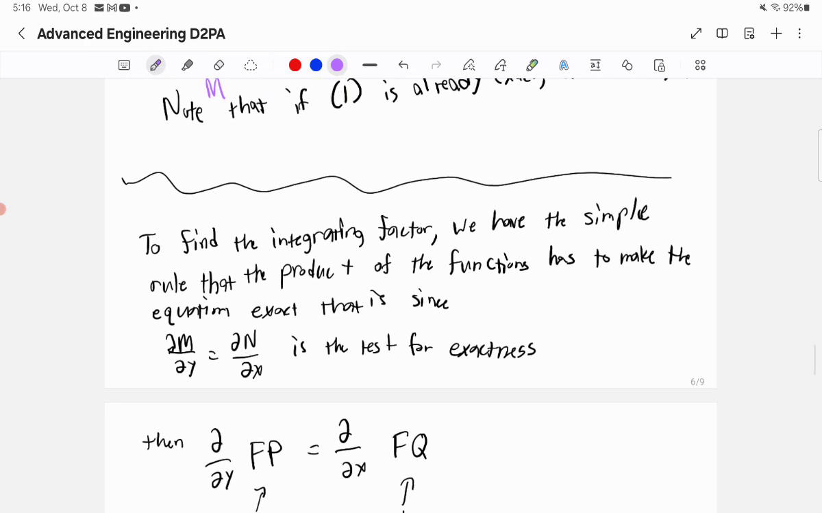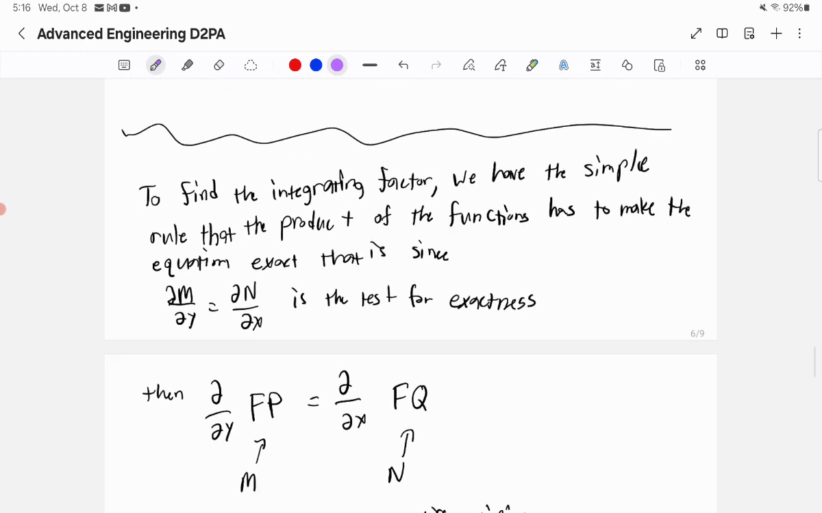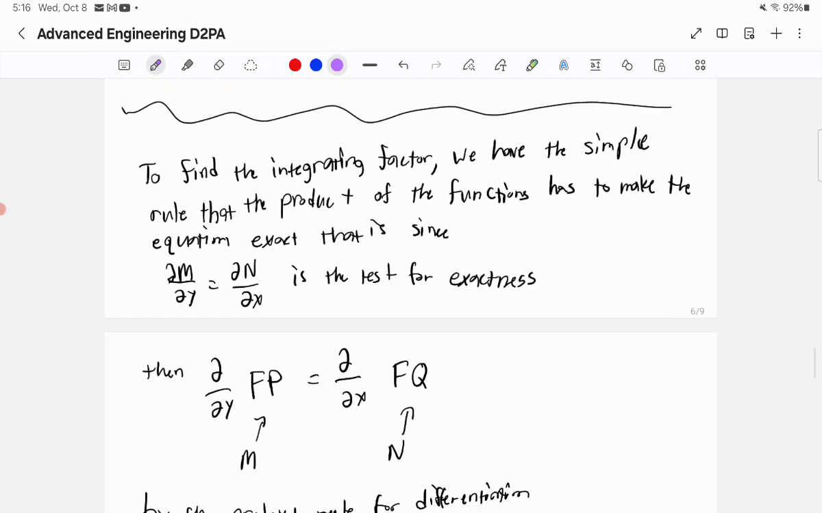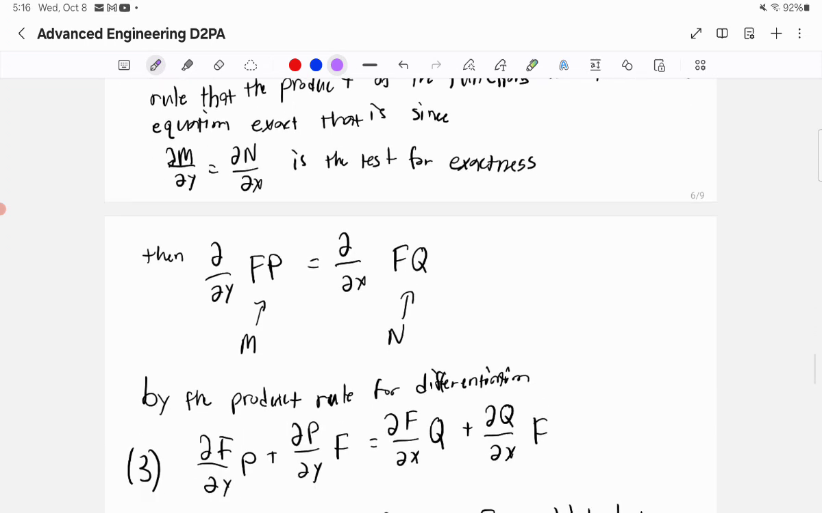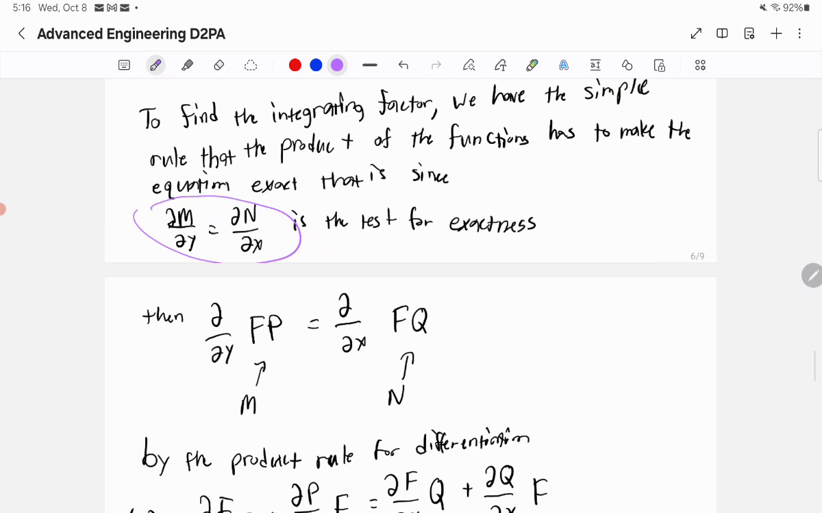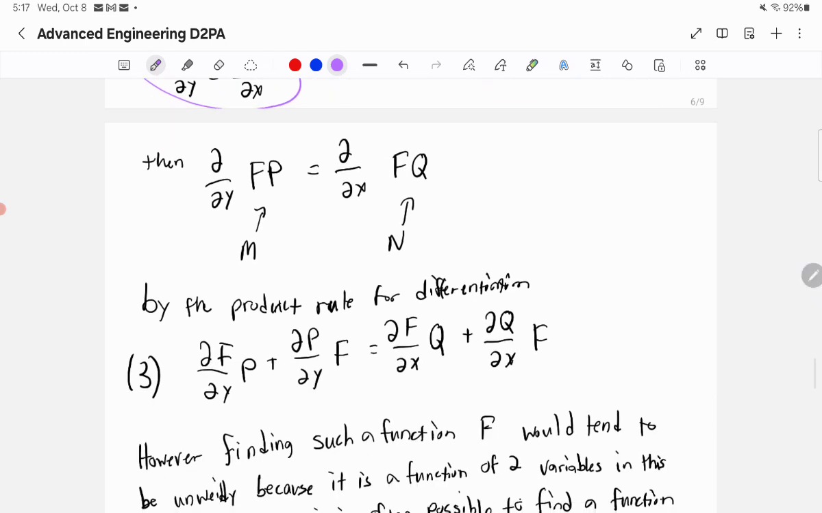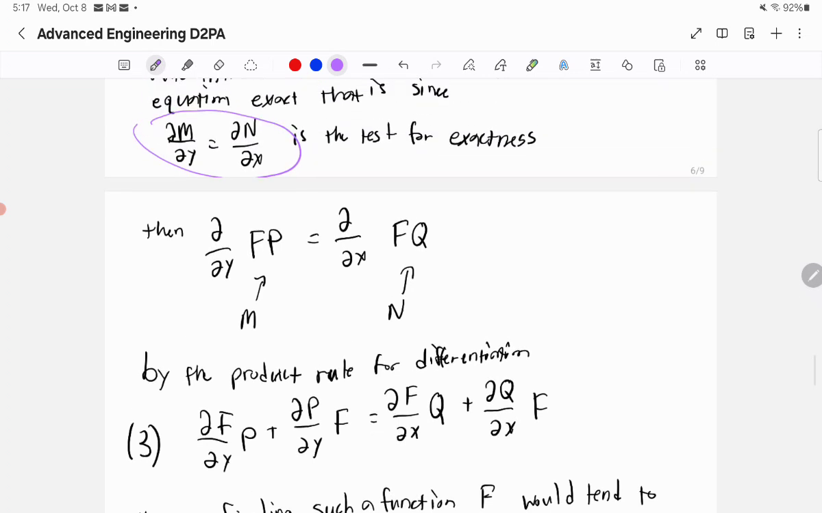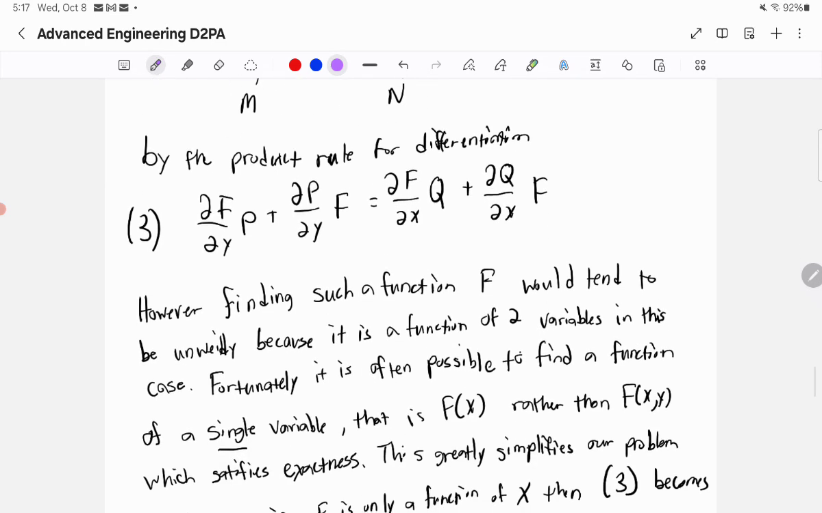Now, how do we find this integrating factor? Well, we're going to take advantage of the fact that this is the truth for exactness, right? dM/dy has to be equal to dN/dx. So if I take d/dy of fP, this is my M, it has to be equal to d/dx of fQ. That's my N, like we said.